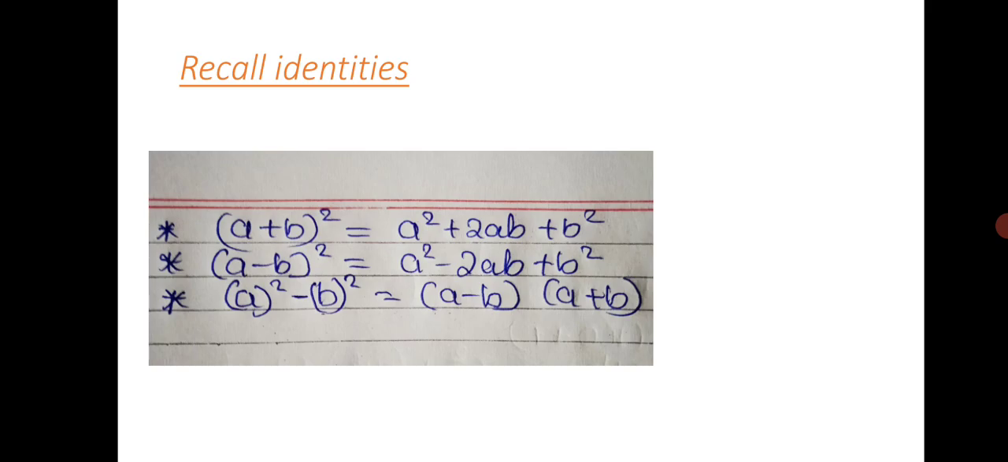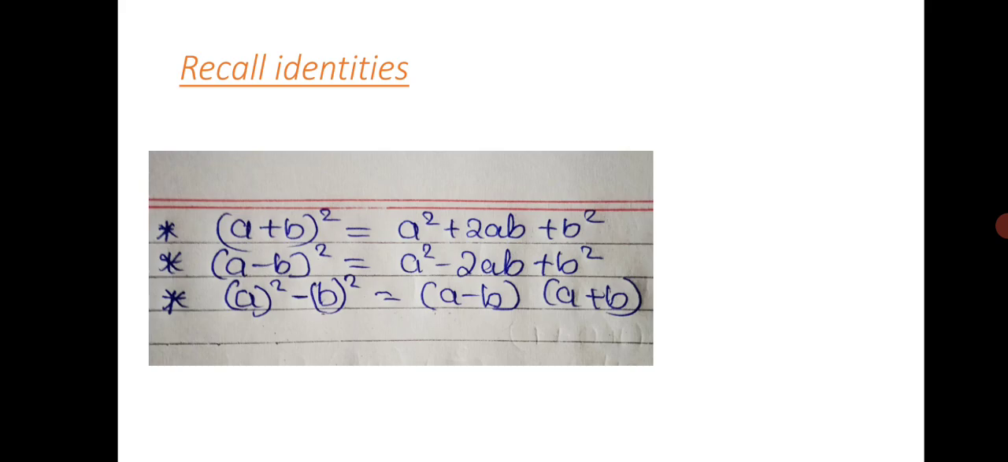Recall identities. These three identities we have already studied in the 8th class, the previous class, and we all know them. First identity: (a plus b) whole square is equal to a square plus 2ab plus b square. Second identity: (a minus b) whole square is equal to a square minus 2ab plus b square. And last but not least, a square minus b square is equal to (a minus b)(a plus b).